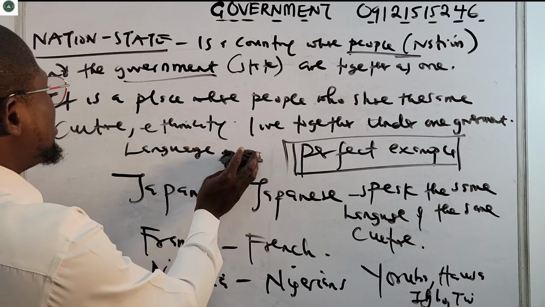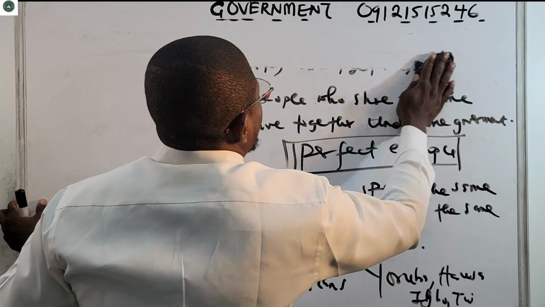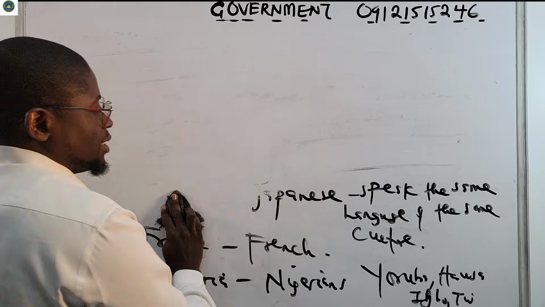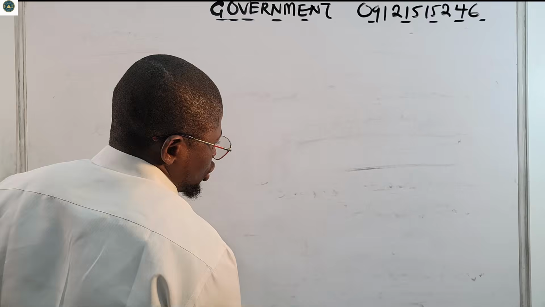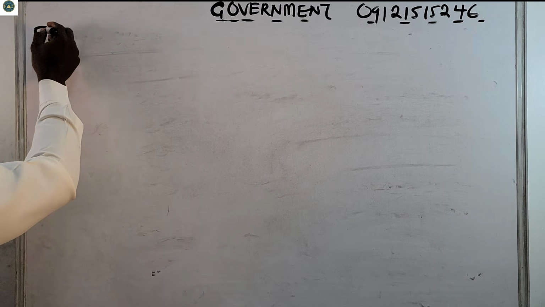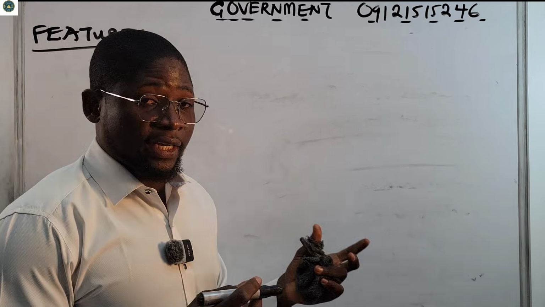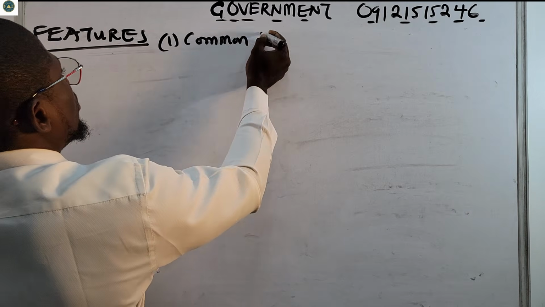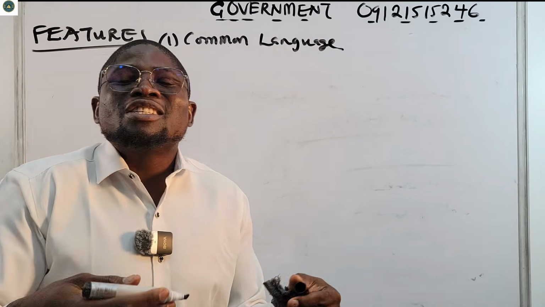Okay, so now let's quickly see the main features of a nation state. Obviously you see that they speak the same language and share the same culture. All right, that will be one of the major features. So the features of a nation state. Okay, number one will be common language. Okay, so you see that people speak the same or similar language.